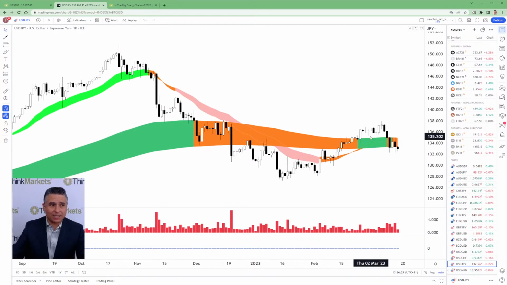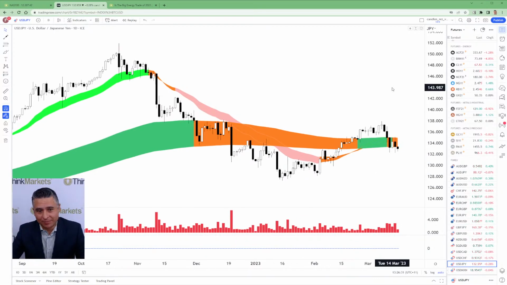Japanese yen tends to be the next global reserve currency, so it's no surprise that it would get a bid. I think there is room for a further push to the downside here.